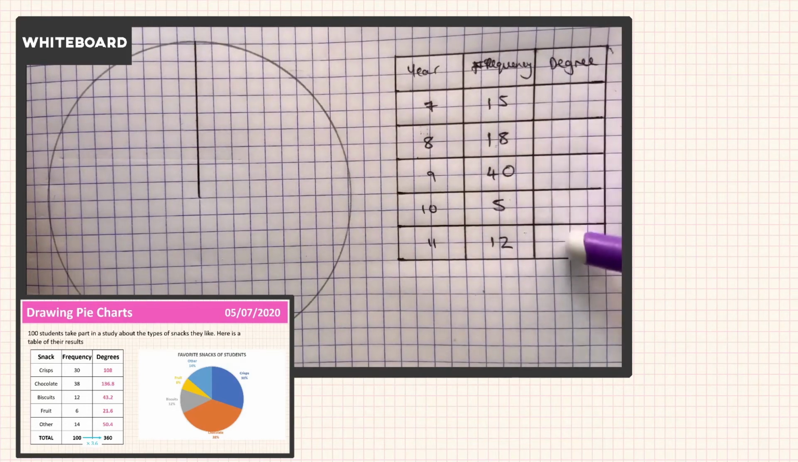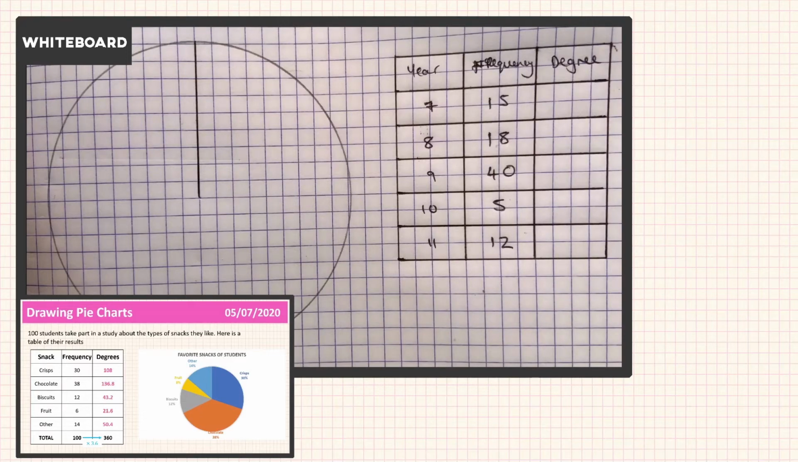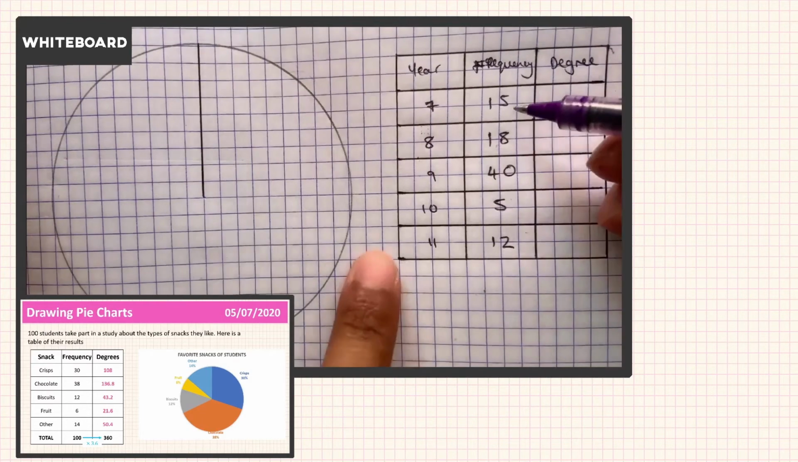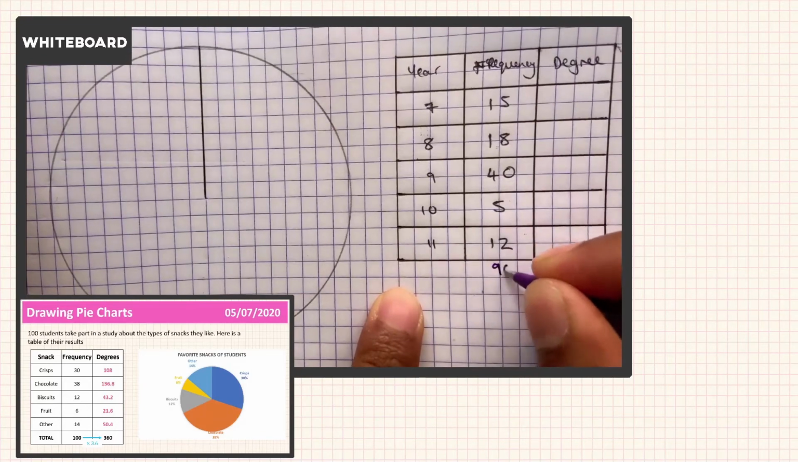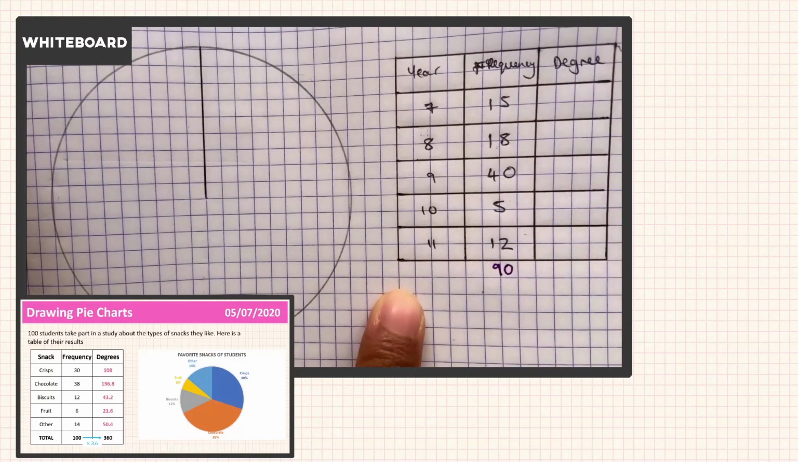So the first thing we're going to do is total up our frequencies. So I'm just going to grab a different colored pen, and we're going to total up our frequencies. So if I add all of these numbers up, I get 90. So I know that there were 90 people counted, 90 people measured.